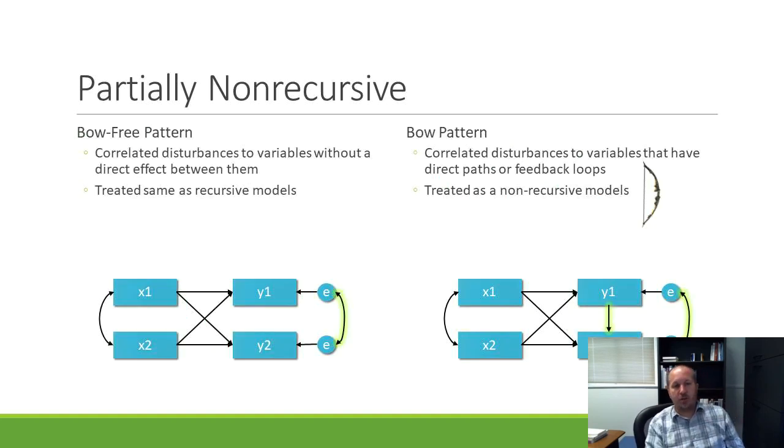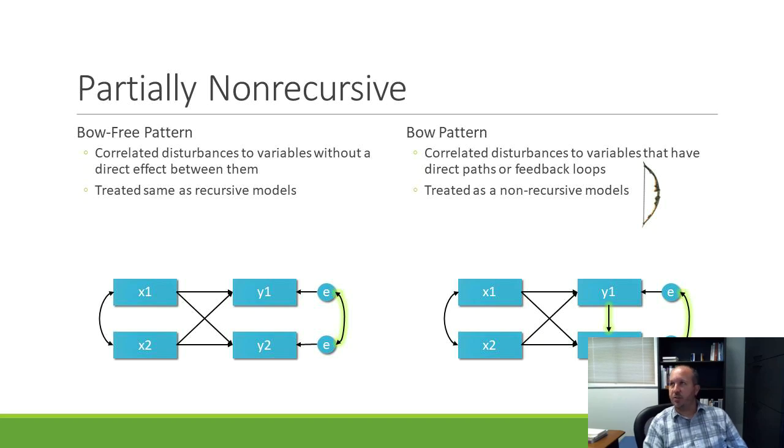So when you look at the non-recursive models, there are two kinds of partially non-recursive models. So if you remember, we talked about two kinds of issues. One is having feedback loops, and the other is having correlated error terms. The partially non-recursive models are all about those error terms. So there are two kinds here. We have bow-free and a bow pattern.